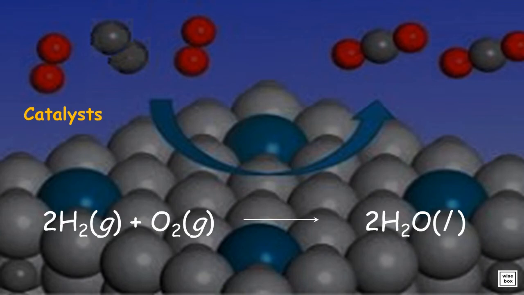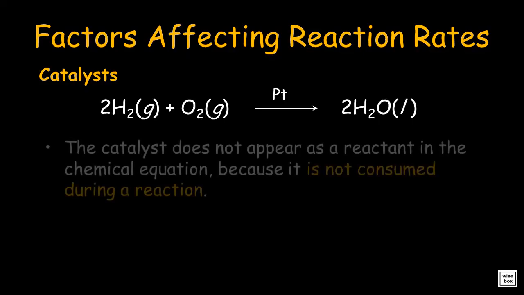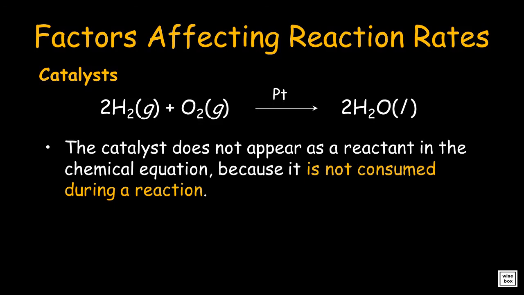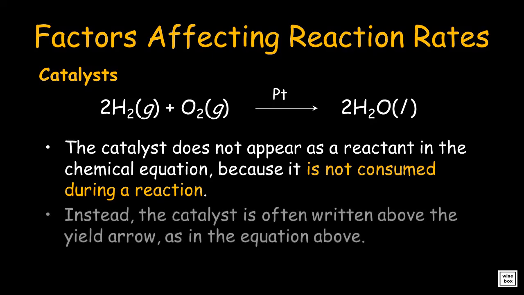The rate of reaction of hydrogen and oxygen at room temperature is negligible. But with a small amount of platinum, Pt, as a catalyst, the reaction is rapid. The catalyst does not appear as a reactant in the chemical equation, because it is not consumed during a reaction. Instead, the catalyst is often written above the yield arrow, as in the equation above.